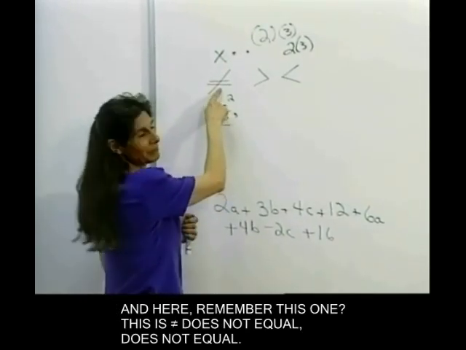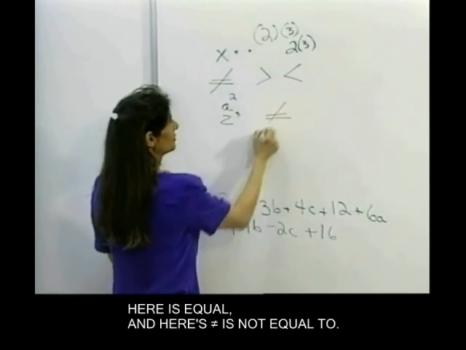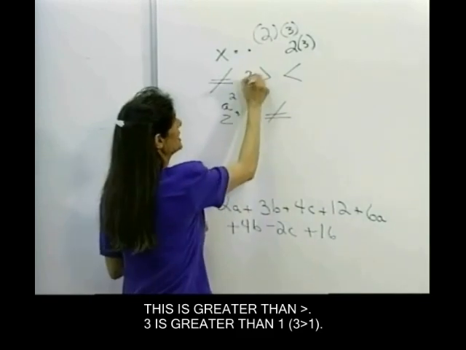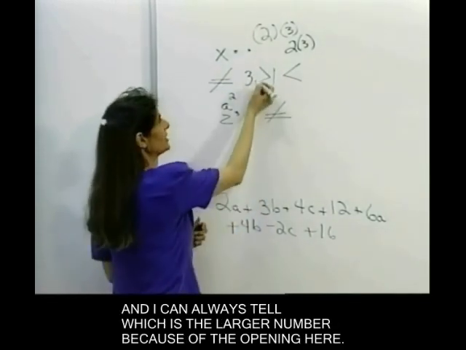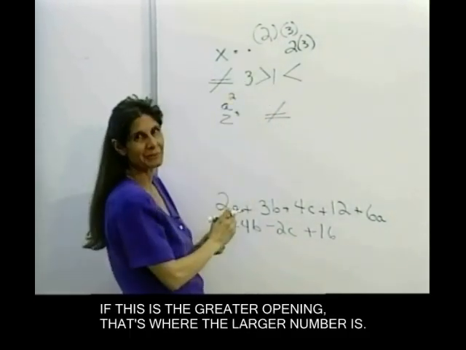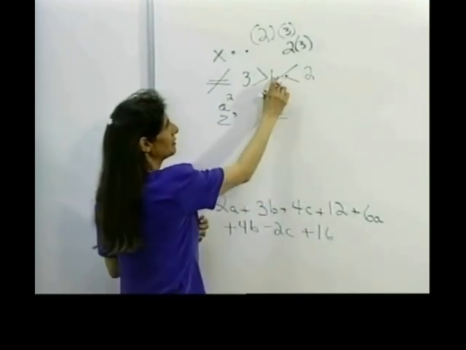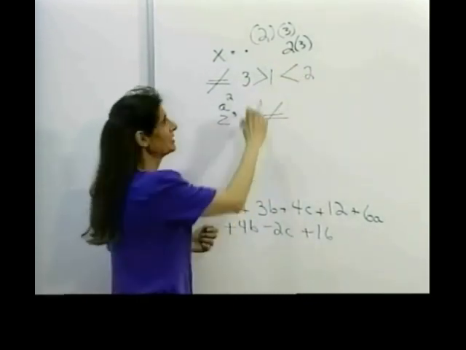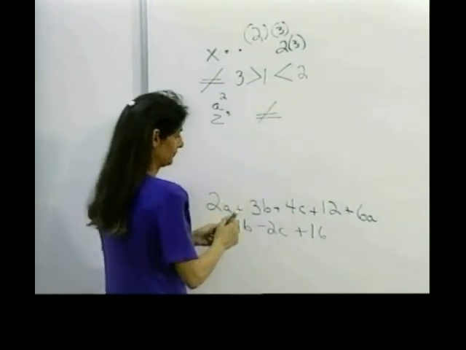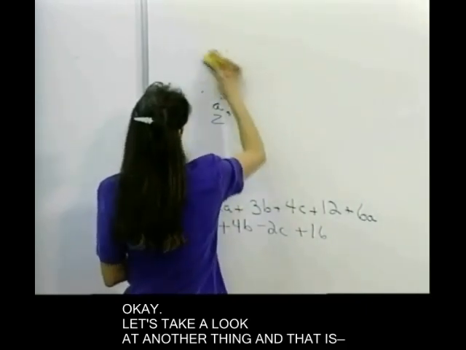And here, remember this one? This is does not equal. Here's equal, and here's is not equal to. This is greater than. 3 is greater than 1. And I can always tell which is the larger number because of the opening here. If this is the greater opening, that's where the larger number is. And 1 is less than 2. Again, here's the smaller part, here's the larger opening. So this is greater than, this is less than.